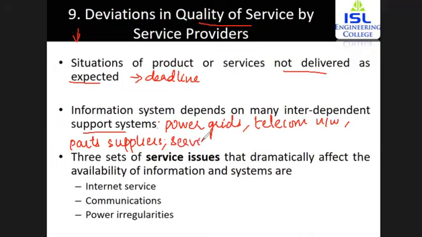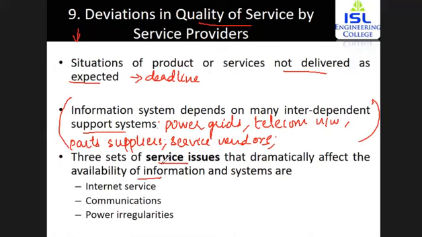Then the service vendors, the different services that you're using, if those persons are unable to provide the services, then again it is going to affect your development of the software. So these are the different interdependent support systems. Now in here we have seen that if this interdependent support system goes down, then you might not be able to deliver the software within the specified deadline.